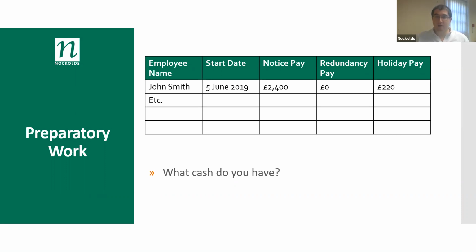How much cash do you have in the bank? And what are these redundancies going to cost? Because you're going to find yourself in real difficulty if you are trying to make redundancies, but you can't afford to pay the redundancy pay. So you'll see on the screen there a very brief and very simplistic table. You may need to add additional elements to it, but employee name, start date, notice pay, redundancy pay, and holiday pay as at date X, let's say 1st of June, just for argument's sake.